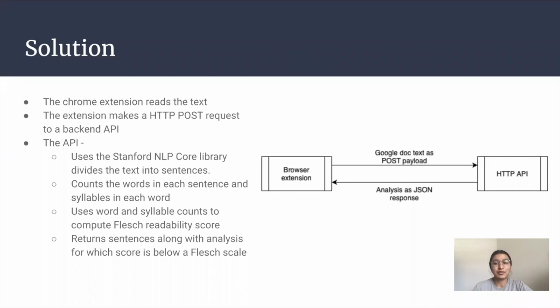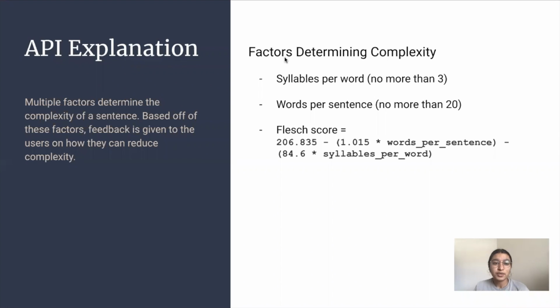So the Chrome extension parses through the text and makes an HTTP post request to the backend API. The API then responds back to the extension with an analysis of the text in a JSON format. There are multiple factors that determine the complexity of a sentence. If there are more than 3 syllables per word, then this word is complex. If there are more than 20 words per sentence, then the sentence is complex. And the Flesch score can be calculated using the syllables per word and words per sentence.